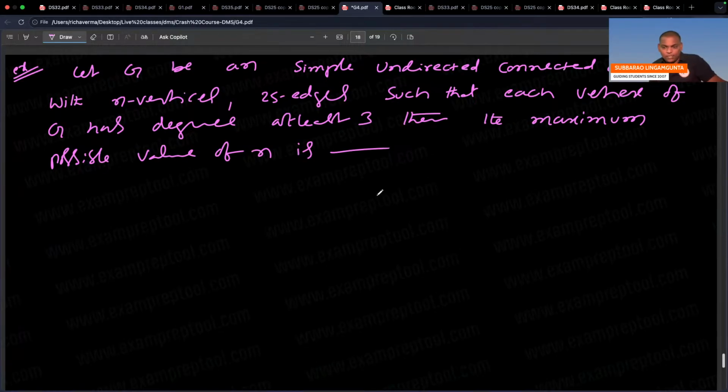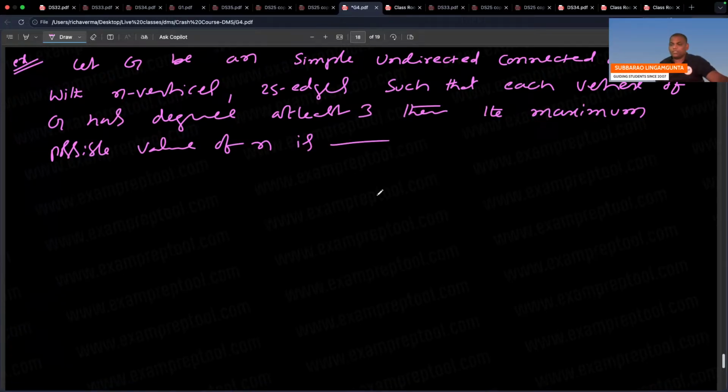Can you give the answer? You know all the basics. Simple, you know. Undirected also, you know. Connected graph also, you know. n vertices, 25 edges, such that each vertex of G has degree at least 3. Then the maximum possible value of n is asked, with degree at least 3.